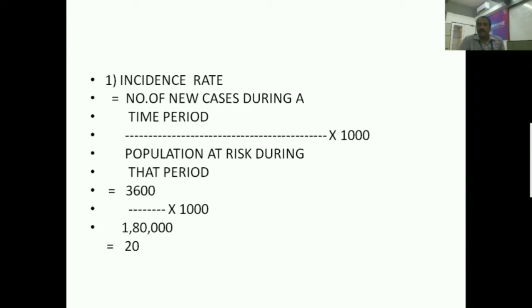I know that you are going to solve in a proper way, but if any students have doubts, I'm explaining for you. Incidence rate is the number of new cases during a time period divided by population at risk during that period, into 1,000. The number of new cases is 3,600, population at risk is 1,80,000, and multiplying with 1,000, that is 20. So incidence rate is 20. In this way, we are going to find it out.